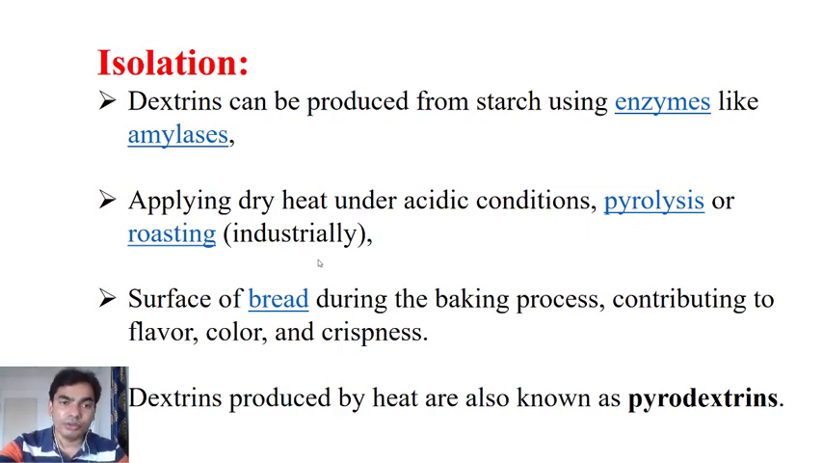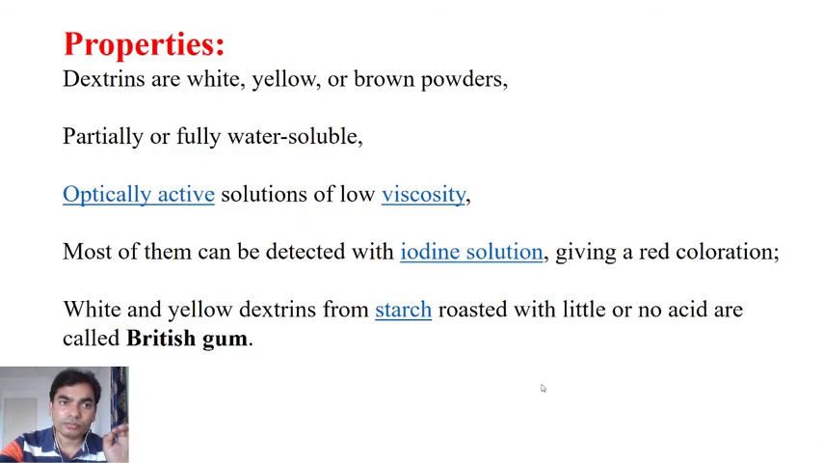So at the industry level, we do it. On the surface of the bread, while we bake the bread in the oven, the bread becomes brown and basically the long chain of the carbohydrate is degraded and hydrolyzed and gives you the dextrin, and that dextrin actually changes the flavor of the bread, color of the bread and crispiness of the bread. So the taste of the bread totally changes because of the dextrin. This dextrin produced by heat is also known as pyrodextrin, right?